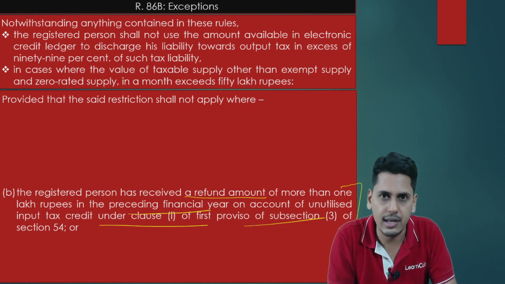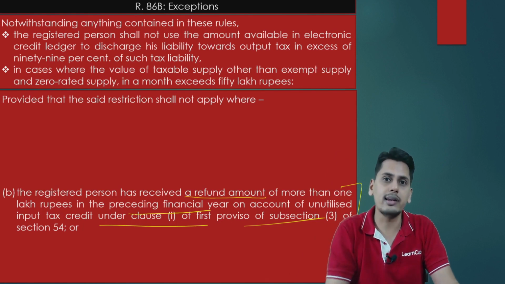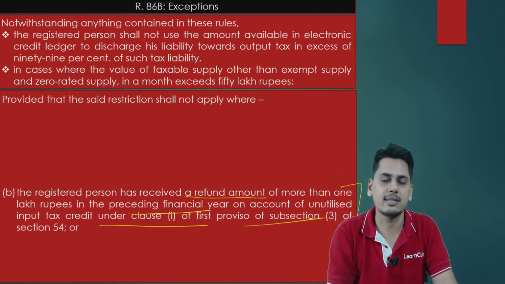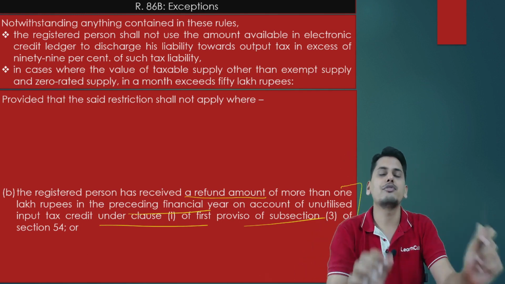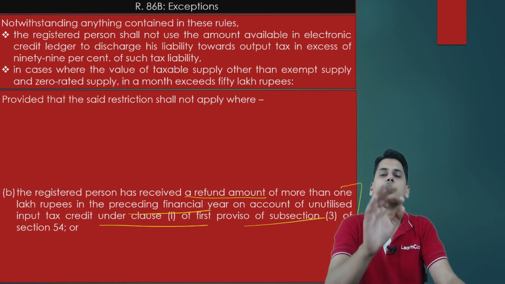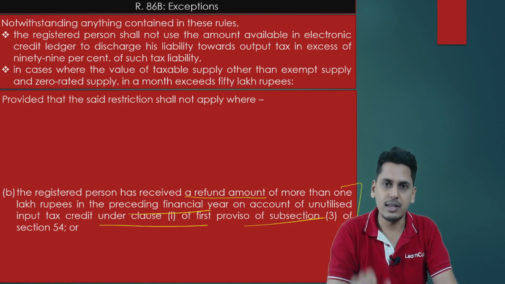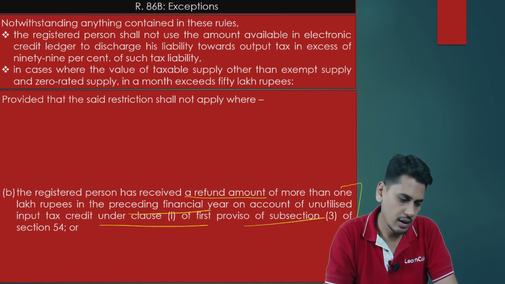the preceding financial year, for what reason? For the reason of having made a zero rated supply under LUT, he has claimed a refund of unutilized input tax credit, then for that particular exporter in the current financial year, 86B will not apply. So friends, this is a relaxation which has been given. In this case, 86B is not going to apply.